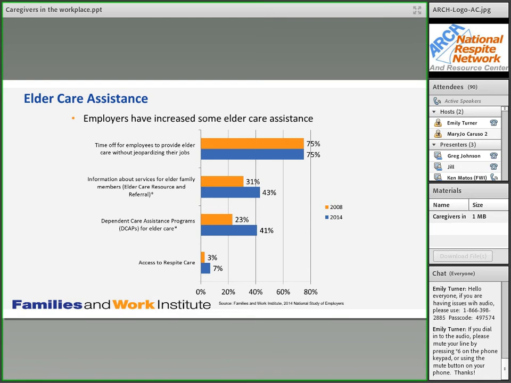When we look at access to respite care, we see about 3% in 2008 and 7% in 2014. That change wasn't statistically significant, so it's probably always been more around 5% and hasn't really changed over the years. So what growth opportunities there are is some of what we're here to talk about today.